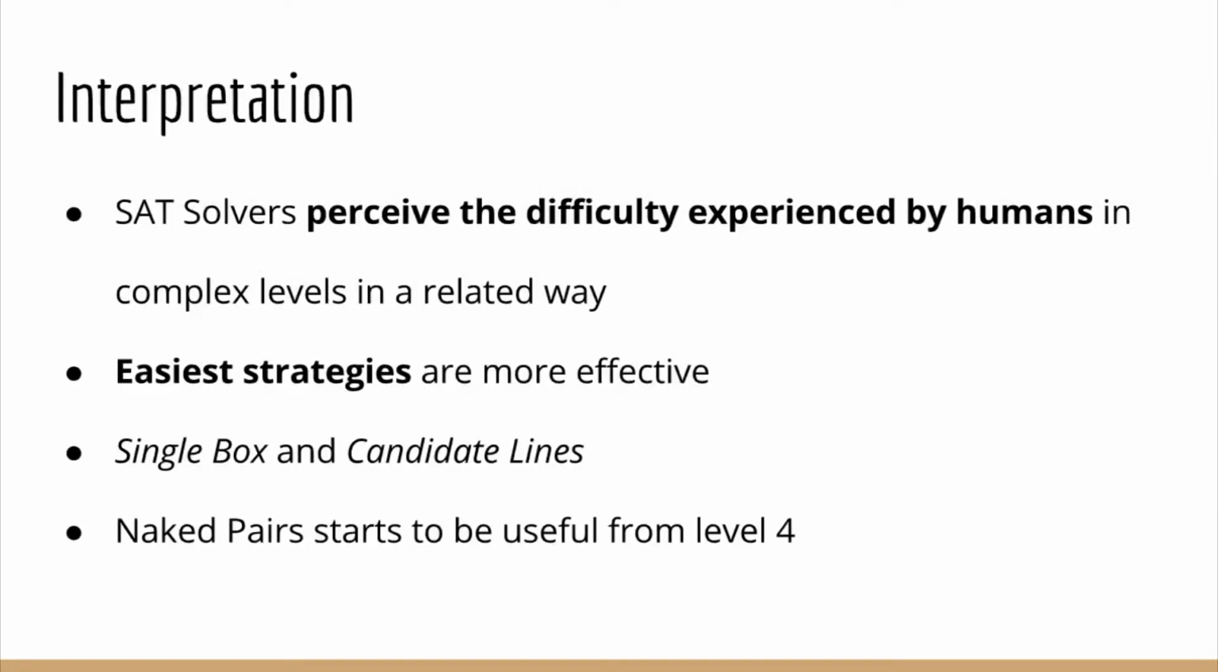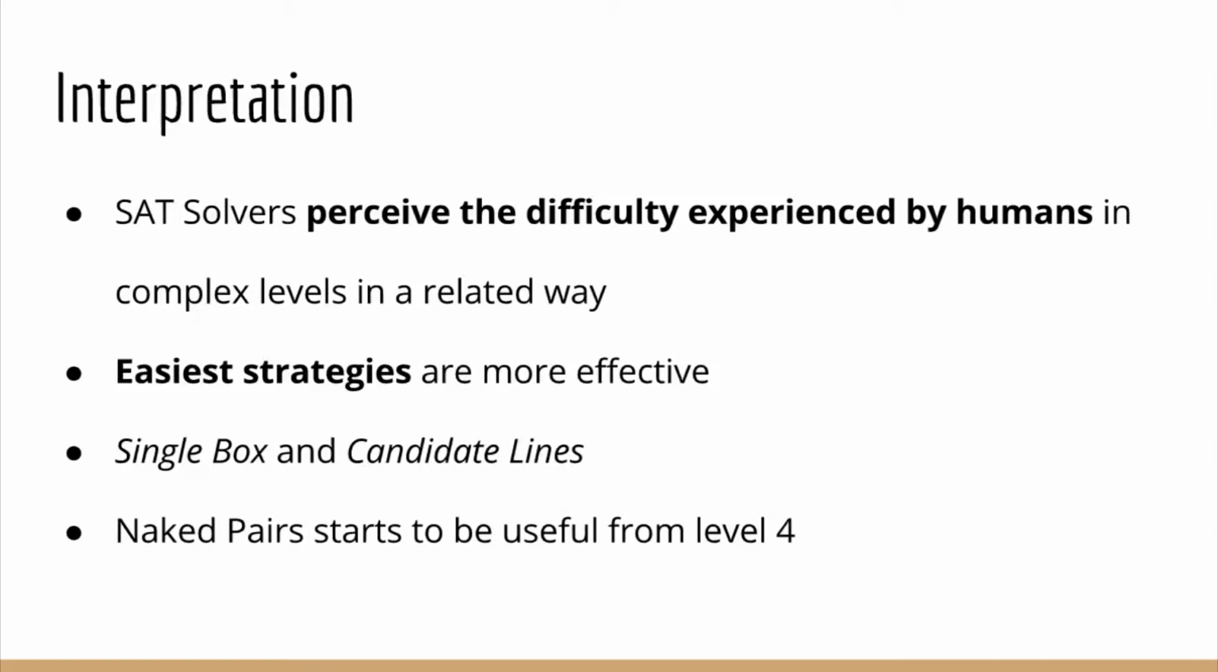After analyzing the data, we spent some time interpreting the results. The first consideration we made is that, confirming our hypothesis, there is a relationship between outside solvers and humans' perceived difficulty in Sudokus. Also, we have seen that easier strategies, which in the encoding are represented by shorter clauses, are more effective. Again, we believe that single box and candidate lines give similar results because one strategy is the reverse implication of the other, and so they work on the same set of cells.